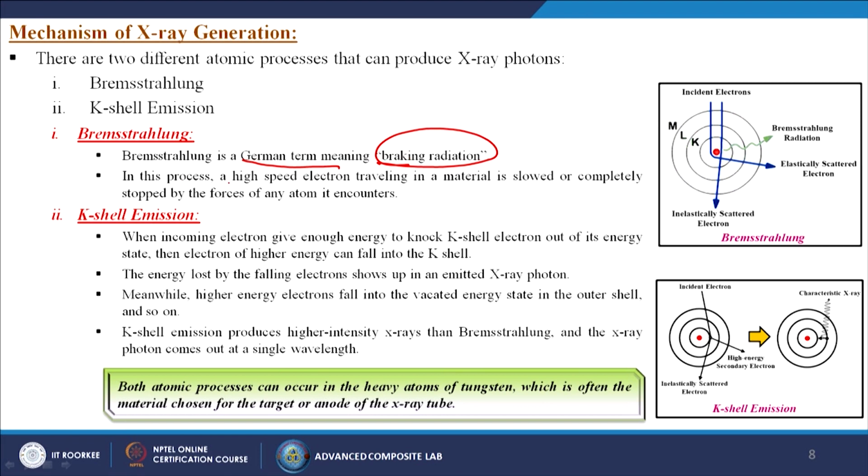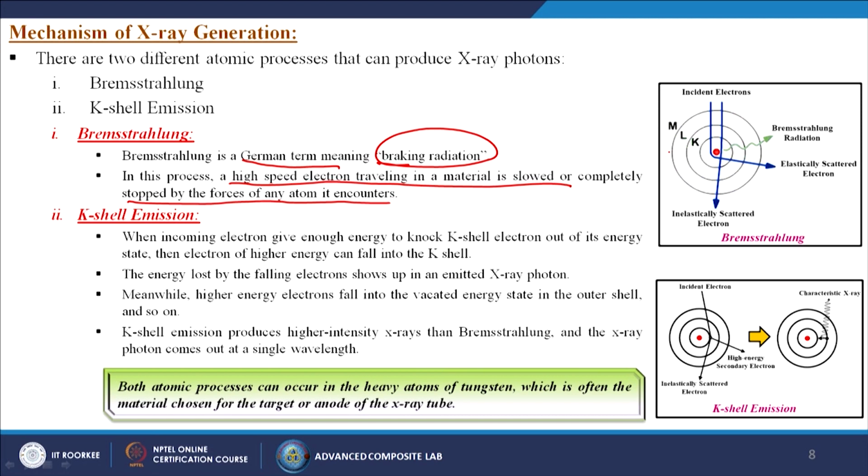In this process, a high speed electron travelling in a material is slowed or completely stopped by the force of any atom it encounters. This is the pictorial image over there. Now we have the K orbital, L orbital, M orbital. You can see that we have the electrons. Now the electron will directly hit the target itself.